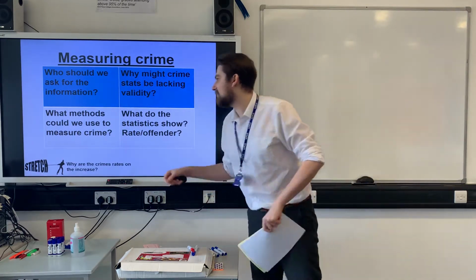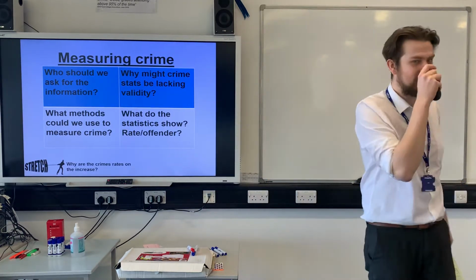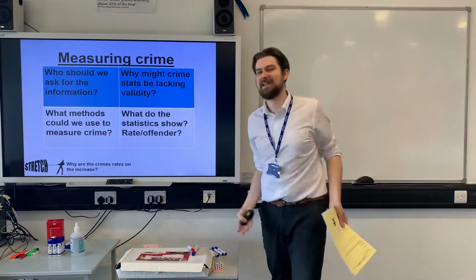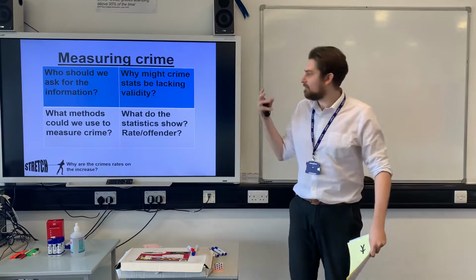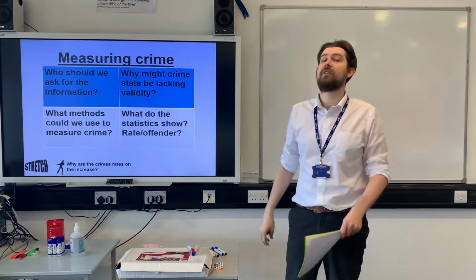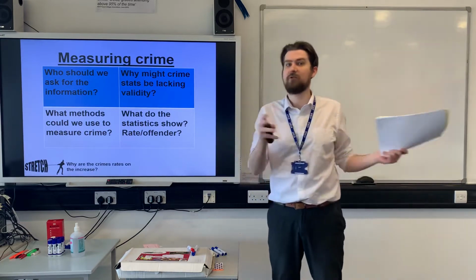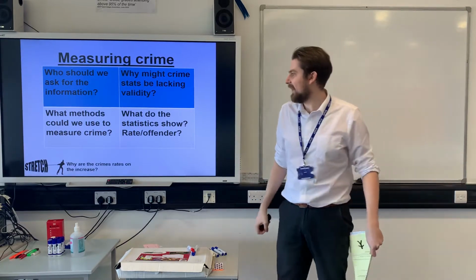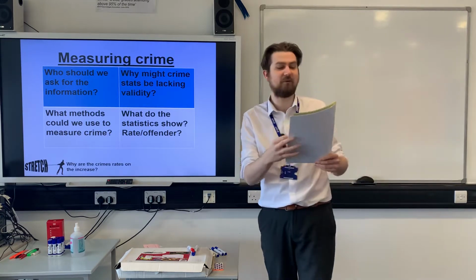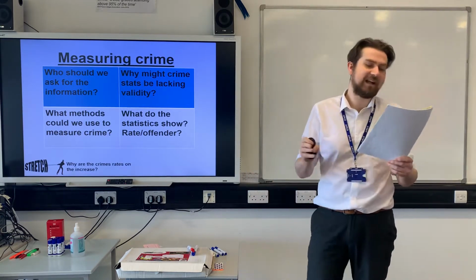What methods could we use to measure crime? Well, obviously you're going to get your information from the statistics, secondary data from the police. But of course, you could research yourself, and you could ask people, you could interview people, you could send out some questionnaires. And what do the statistics show about the rate of crime and the typical offender? Well, we will talk about that in a second.